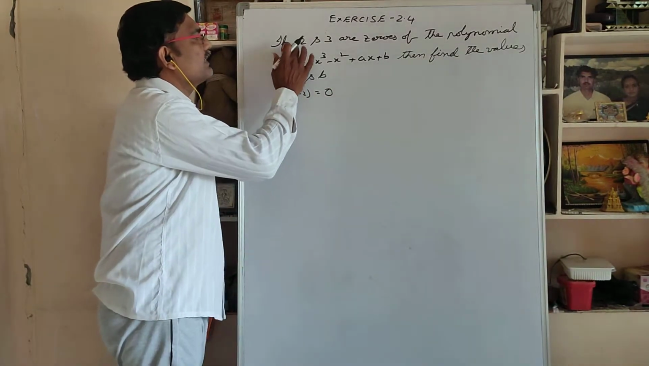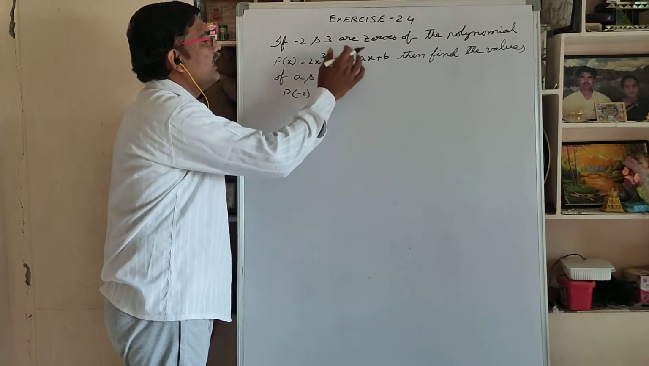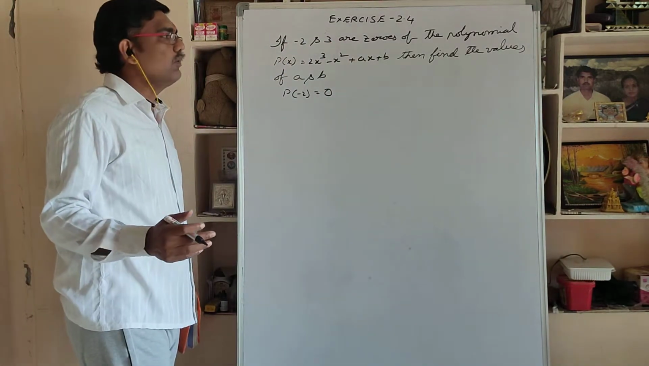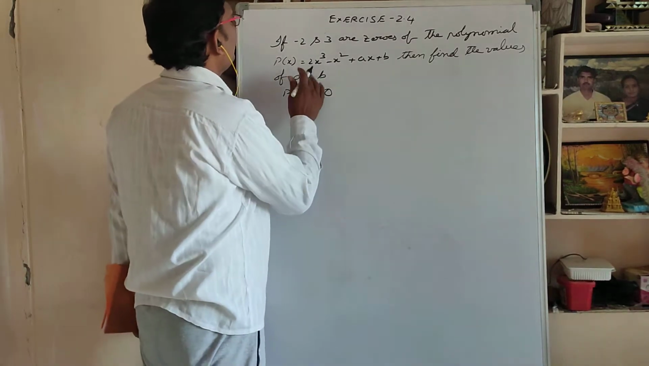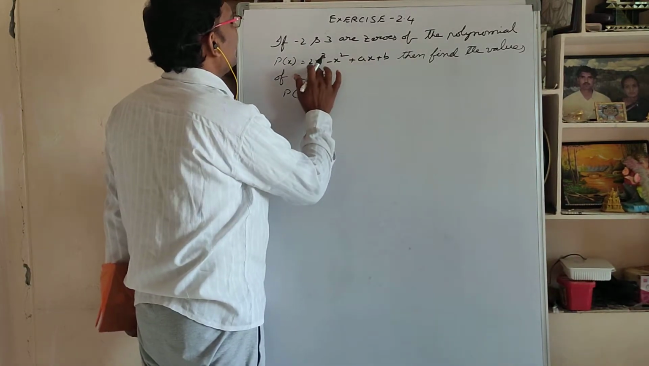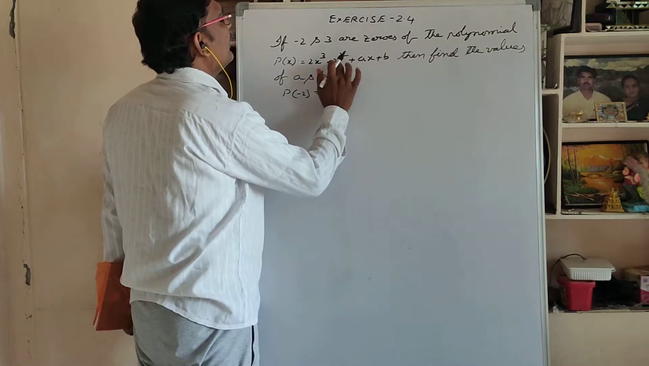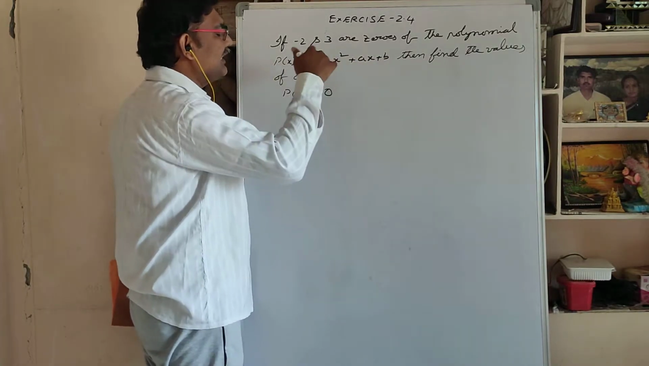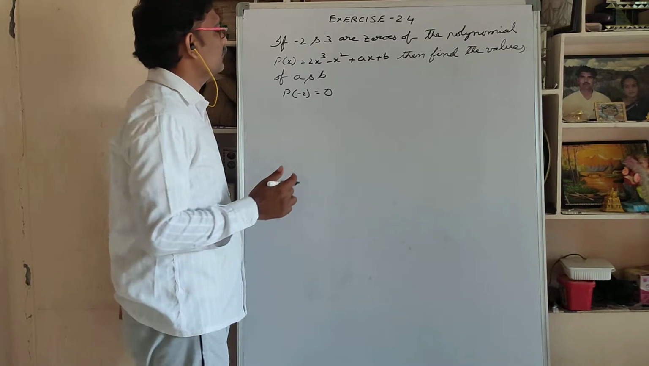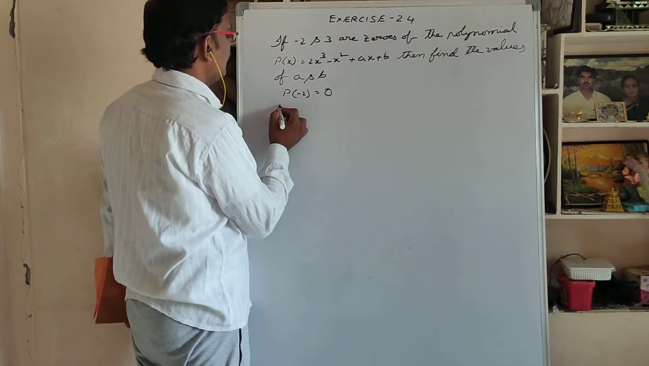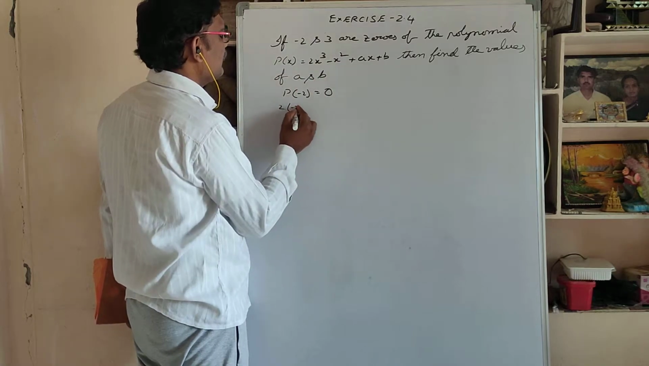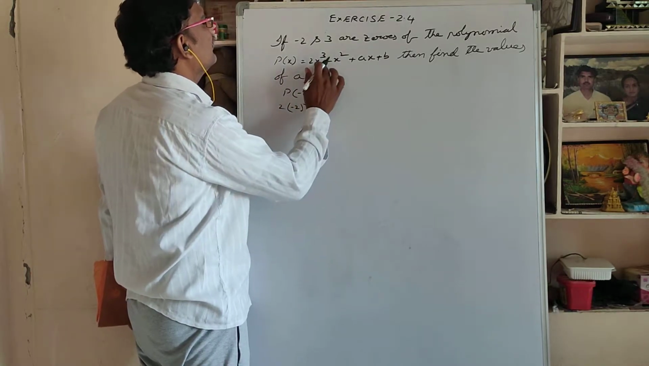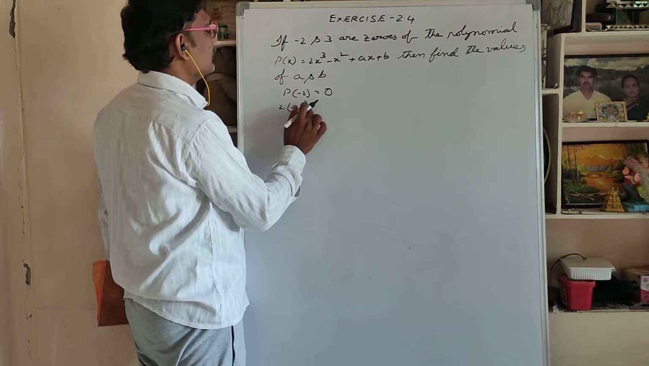P of minus 2 is equal to 0 means in place of x, if you substitute minus 2, the entire value becomes 0, since minus 2 is 0 of the polynomial. Now p of x we know, in right hand side, wherever you are seeing x, in that place you have to substitute minus 2. So this becomes 2 into minus 2 whole cube.